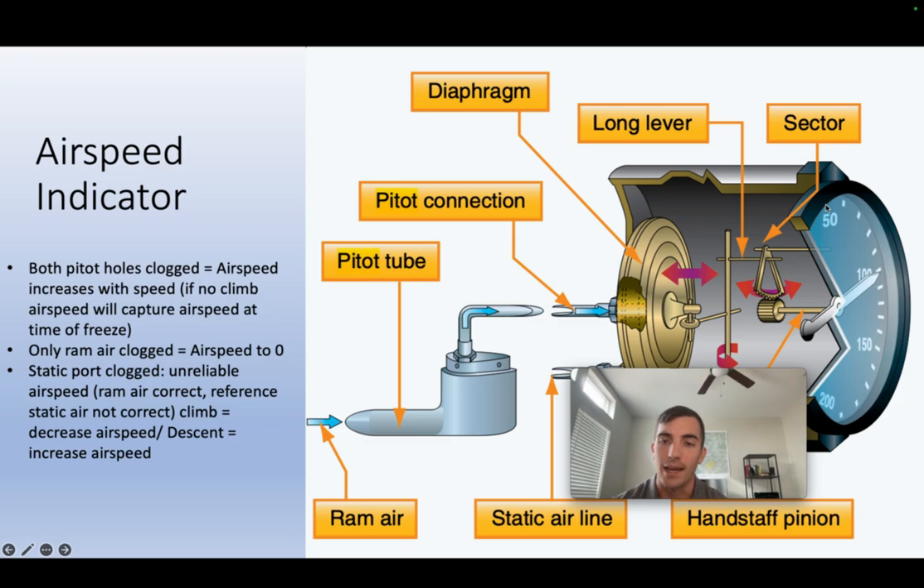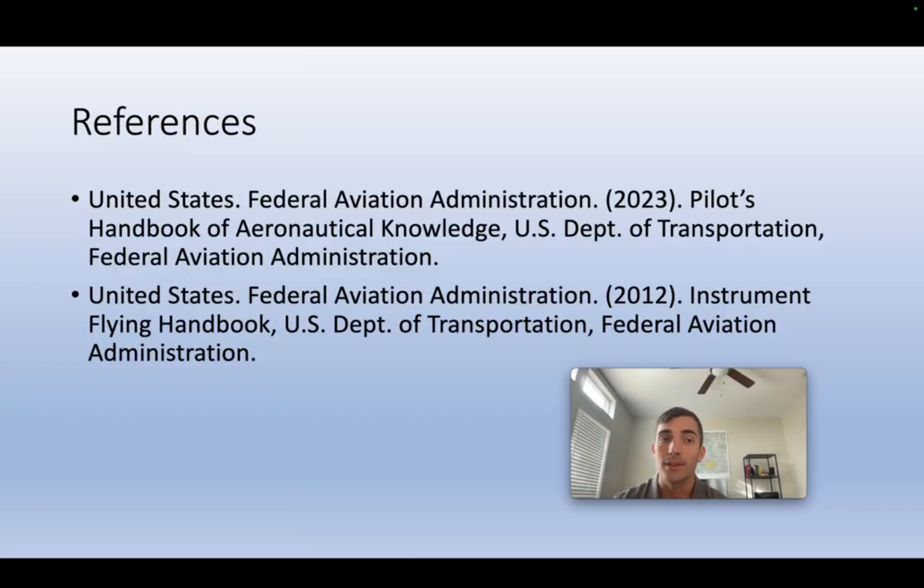And then if the static port is closed, it's going to be unreliable, and you will see these errors here. If you climb, the airspeed is going to descend, and if you descend, the airspeed is going to increase. And here are my references taken from the PHAK and the Instrument Flying Handbook.